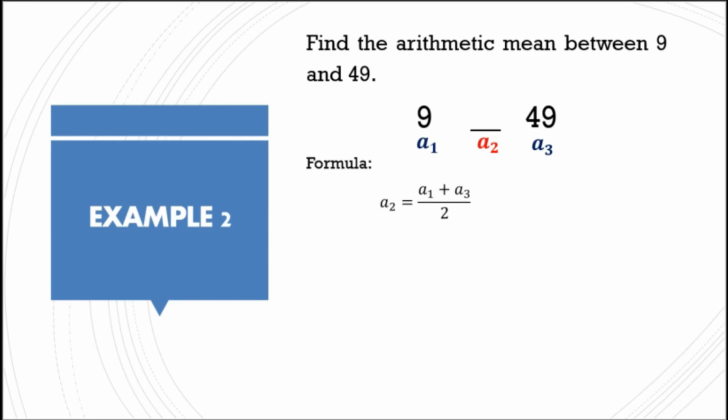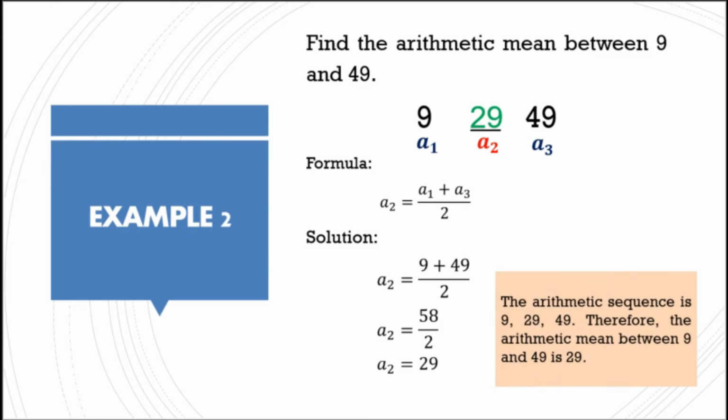In identifying the average, we just add a sub 1 and a sub 3, then we divide it by 2. We have 9 as the value of a sub 1 plus 49, the value of a sub 3, divided by 2. 9 plus 49 is equal to 58. And 58 divided by 2 is equal to 29. The value of a sub 2 is 29. The arithmetic sequence is 9, 29, 49. Therefore, the arithmetic mean between 9 and 49 is 29.